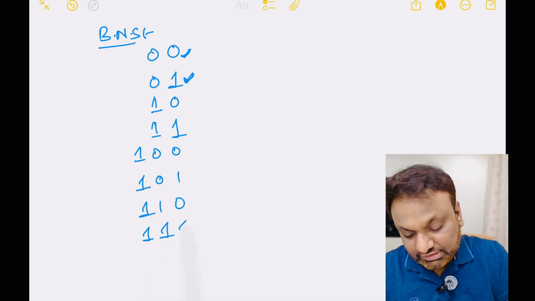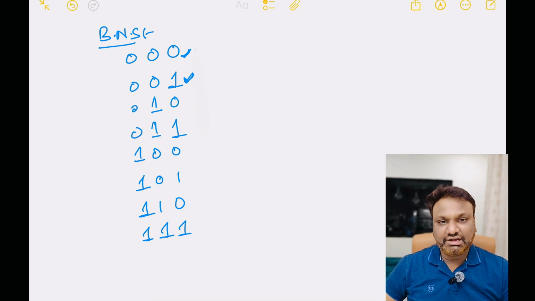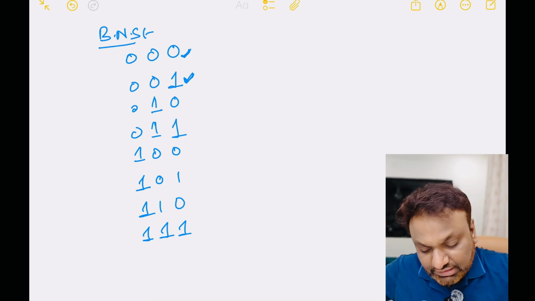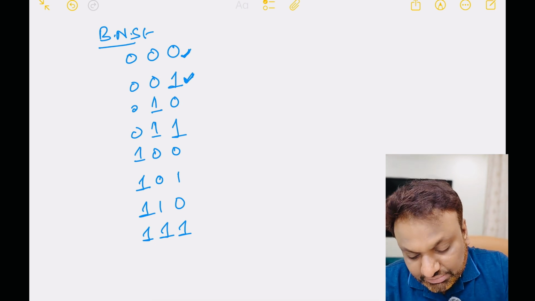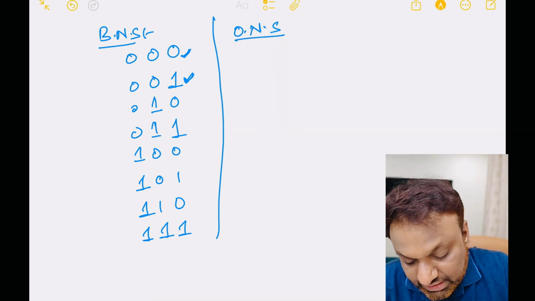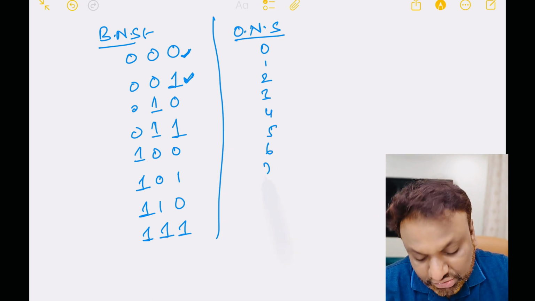Okay, so same thing. This is how I write the numbers in the binary number system. Similarly, if I take the octal number system, what are my numbers? 0, 1, 2, 3, 4, 5, 6, 7. Only 0 to 7, right?